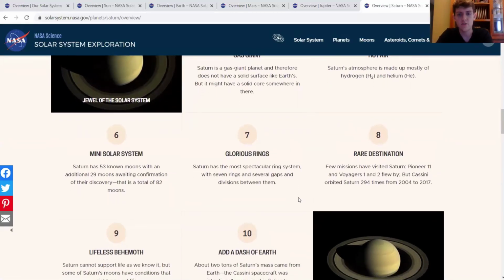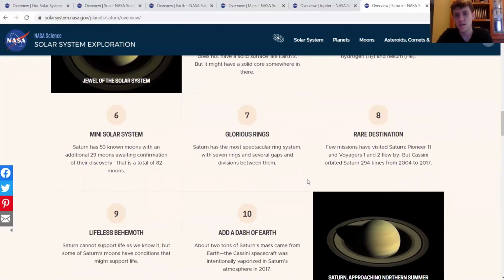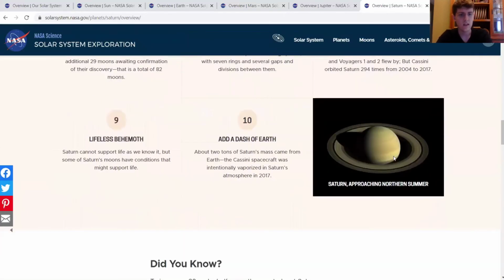The glorious rings. Saturn has the most spectacular ring system with 7 rings and several gaps and divisions between them. It is a rare destination. Few missions have visited Saturn. Pioneer 11 and Voyagers 1 and 2 flew by, but Cassini orbited Saturn about 294 times from 2004 to 2017. Right now, it's a lifeless behemoth. Saturn cannot support life as we know it, but some of Saturn's moons have conditions that might support life, so maybe we can find out in the future.